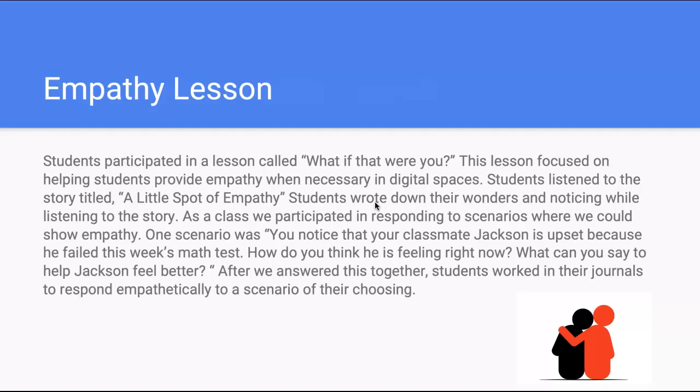As a class, we participated in responding to scenarios where we could show empathy. One scenario was that you noticed that your classmate Jackson is upset because he failed this week's math test. How do you think he is feeling right now? What can you say to help Jackson feel better? After we answered this together, students worked in their journals to respond empathetically to a scenario of their choosing.